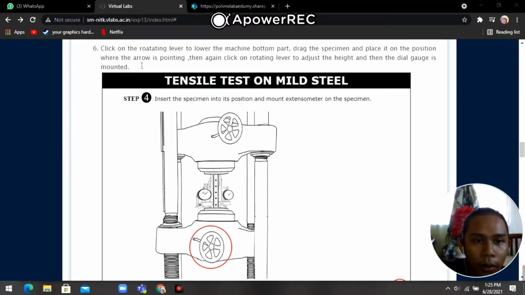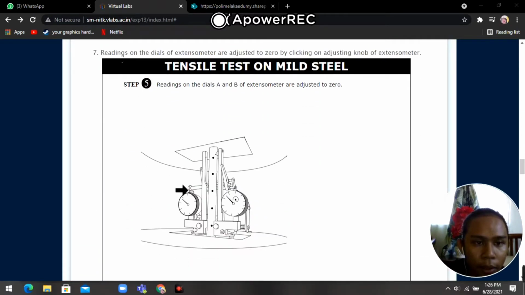Step 6: click on the rotating lever to lower the machine bottom part. Drag the specimen and place it on the position where the arrow is pointing. Then again click on the rotating lever to adjust the height, and then the dial gauge is mounted. Step 7: reading on the dial of the extensometer is adjusted to 0 by clicking on the adjusting knob of the extensometer.